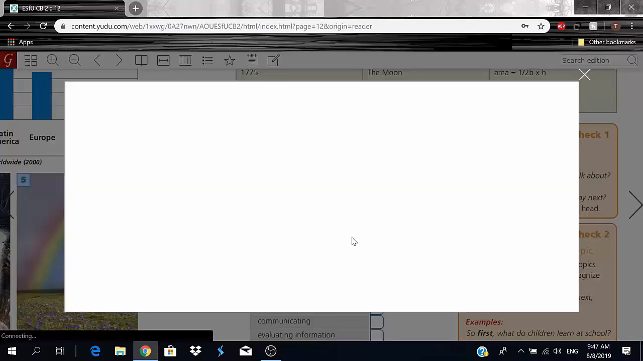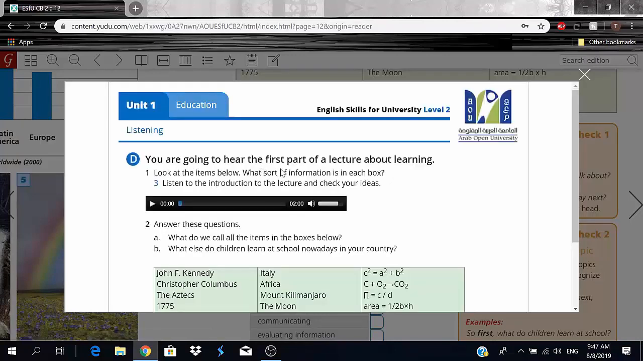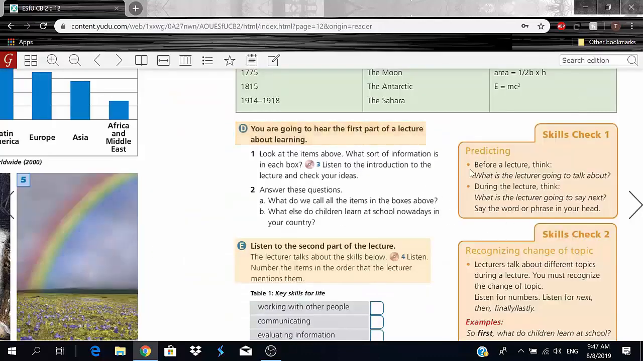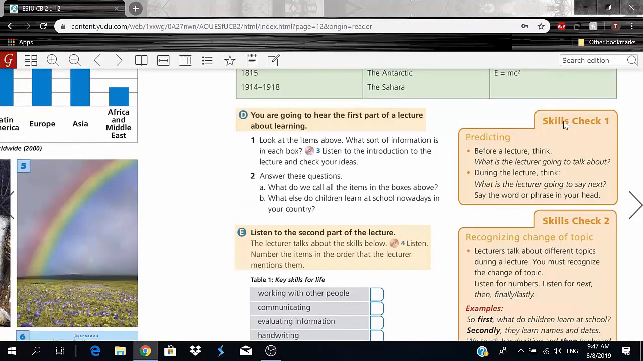Okay, so exercise D. What are we going to do here? You're going to hear the first part of a lecture about learning. Okay, and actually before we do that, we're going to talk about this skills check here. So before a lecture, I think I talked about this as well in the previous course, okay? When hearing a lecturer speak, you always want to have that guessing game inside your head, but don't do it too much that you forget or drift away mentally from what the lecturer is trying to say. So just keep a close middle ground, okay?